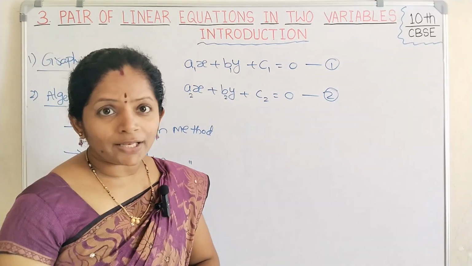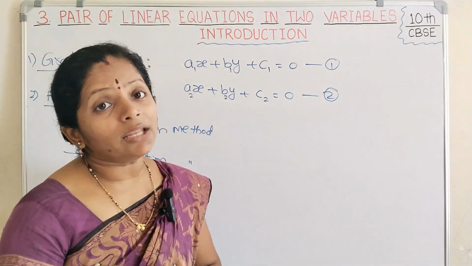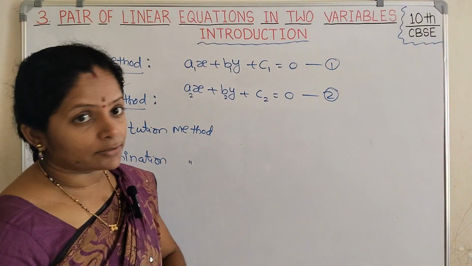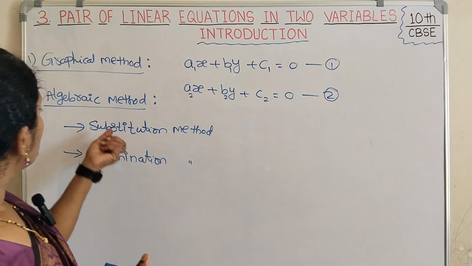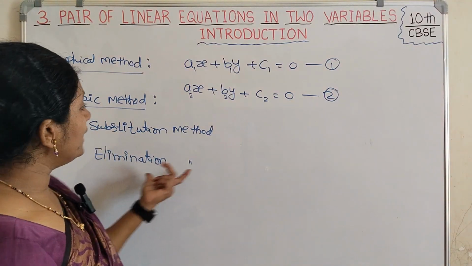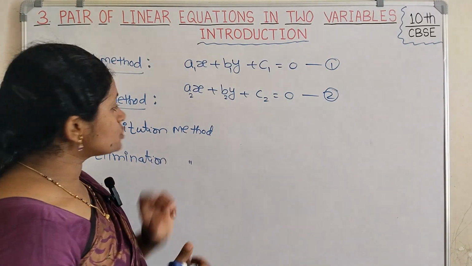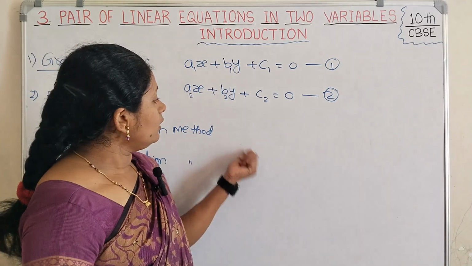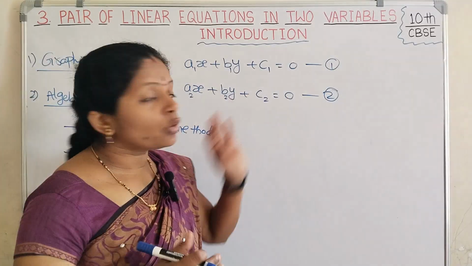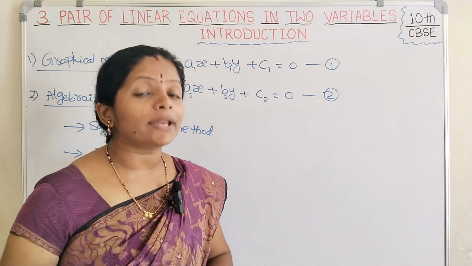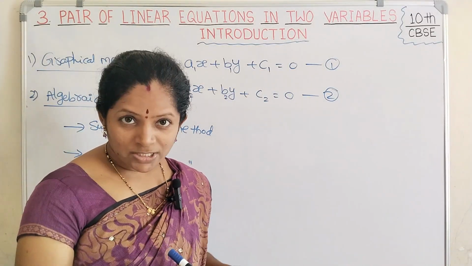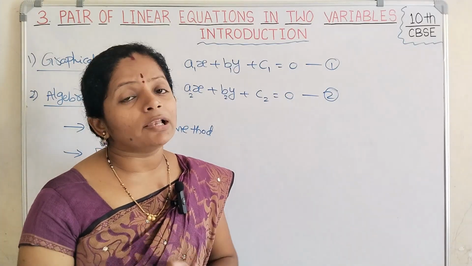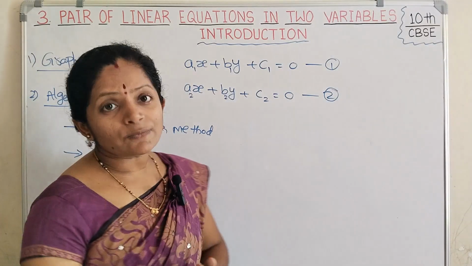For the same pair of linear equations, you can use any method, either graphical or algebraic. In algebraic methods, there are the substitution method and the elimination method. In the substitution method, we substitute a value and get the whole equation in terms of x or in terms of y. Then it's possible to get the value of x. Once we get one value, the other value will be calculated based on that substitution.